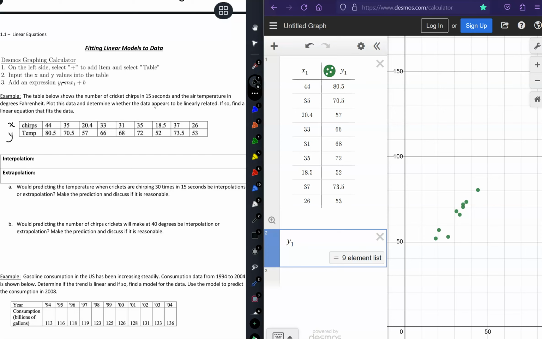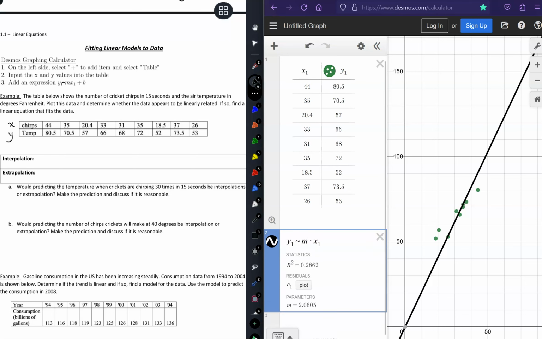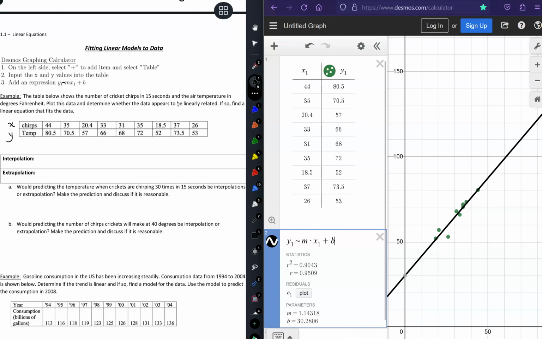Then we're going to have our little squiggle symbol, the tilde, which should be above the tab key on your keyboard. So I'm going to press shift and that key above tab. Then we're going to have M times X1, which again, just typing X and then 1, automatically puts the notation in there, plus B. And we can see that Desmos has automatically graphed this line of best fit that goes through our data and fits our data as best as it can.